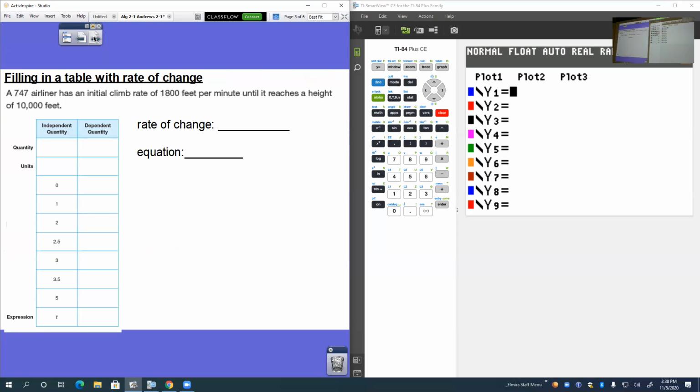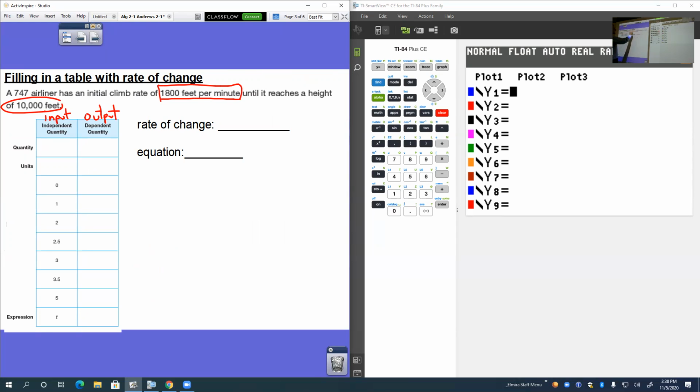So what are we going to do with this? We're going to look at a question and find some values, all right? Now, your independent quantity is your input. Your dependent quantity is your output. So it says a 747 airliner has an initial climb rate of 1,800 feet per minute. That means it's going up 1,800 feet every single minute until it reaches a height of 10,000 feet. That's the highest that it's going to be.